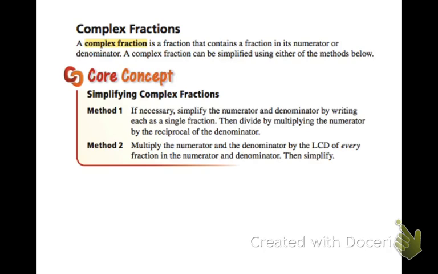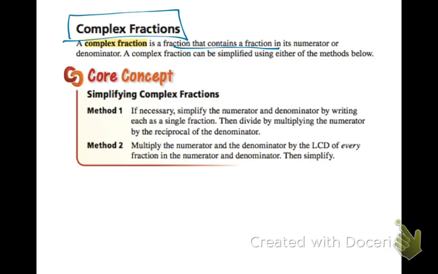Now let's move on to another type of problem in this section. This is complex fractions, and it's kind of on the theme of common denominators and least common multiples. A complex fraction is a fraction within a fraction. So it is a fraction that contains a fraction. It's not just a difficult fraction, not just complex. It actually is a term that means you'll see a fraction within a fraction.